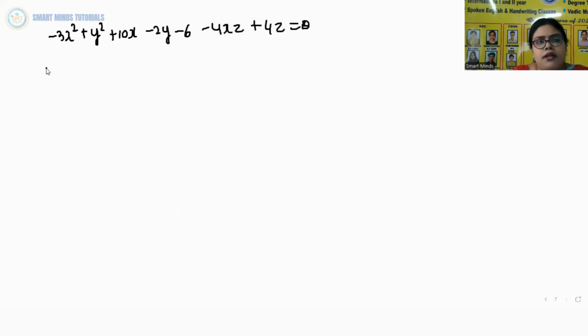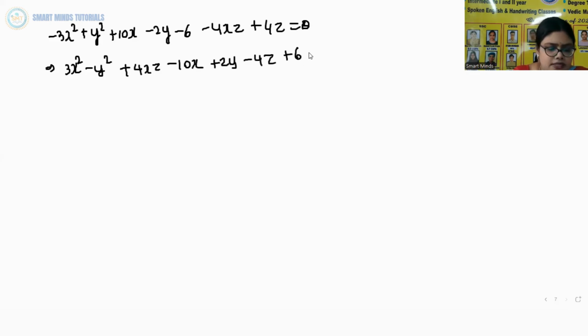Always we make sure that x square term should be positive. So we take minus common, we get 3x square minus y square plus 4xz minus 10x plus 2y minus 4z plus 6 is equal to 0. This is the required enveloping cone equation.